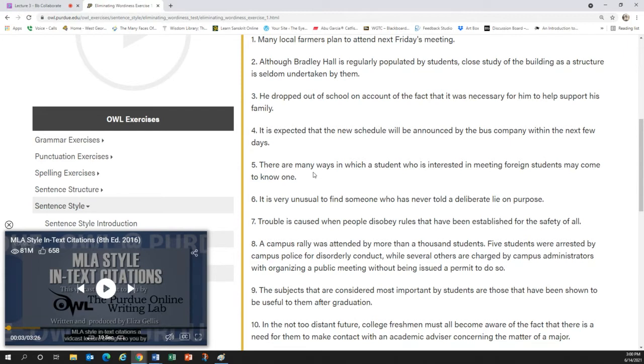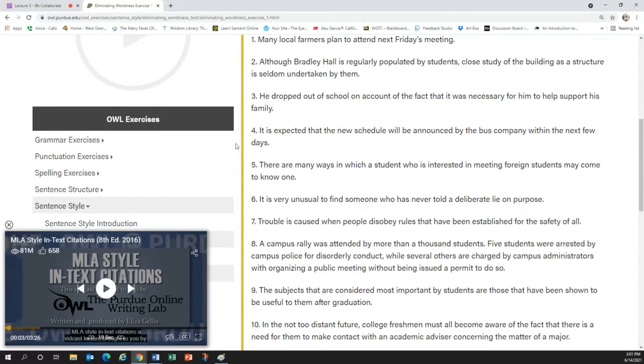Deliberate lie on purpose. What does deliberate mean? It means on purpose or purposeful, right? So you're basically saying a purposeful lie on purpose, which is totally repetitive and unnecessary. It is very unusual to find someone who has never told a deliberate lie. That might be a good way to do it.